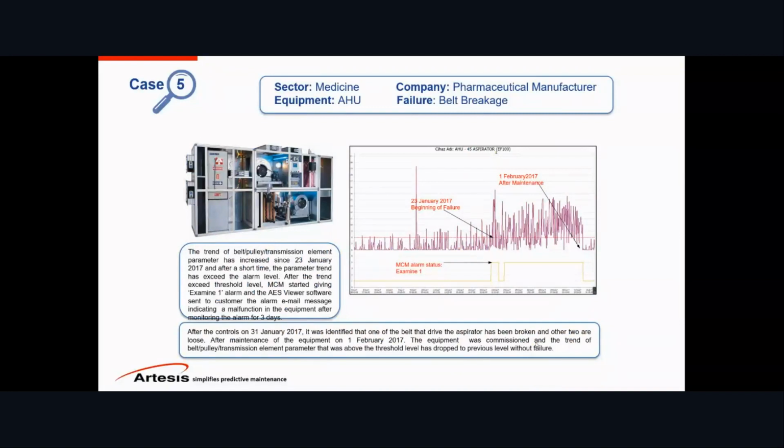And the final case we have here is another fan. This had a couple of belts. One of them ruptured, and as you can see here, it went up significantly. And this red you see here is actually a threshold. When you exceed this, you will get an alarm, which was the case here. And after they replaced that belt, it went back to normal levels.